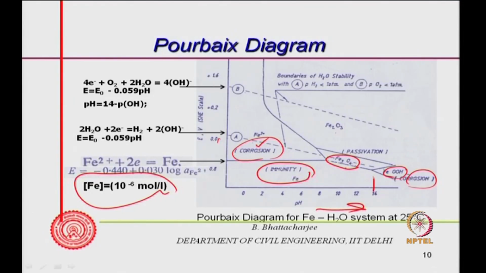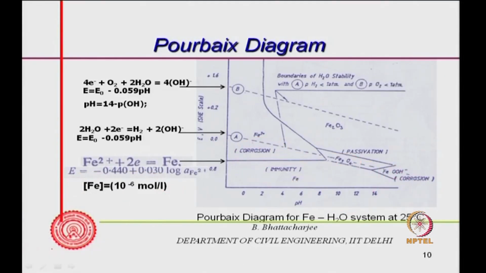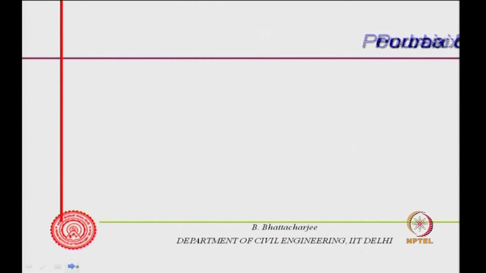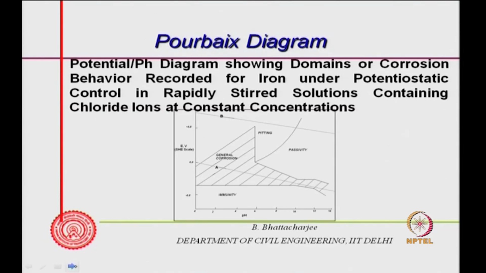So, it shows that at high pH values, somewhere around these values, depending upon the potential, you might have stable passive layer formation like Fe3O4. In some other cases this may form, and in some other cases low pH corrosion can occur, and so on and so forth. So, that is the Pourbaix diagram, and it tells us in what potential and pH range what kind of product formation can occur. A similar diagram is available for chloride also, a potential-pH diagram showing domains of corrosion behavior for a solution containing chloride ion at some constant concentration.